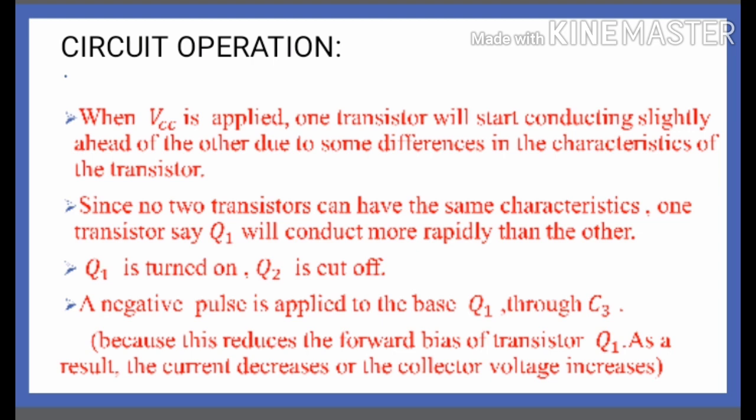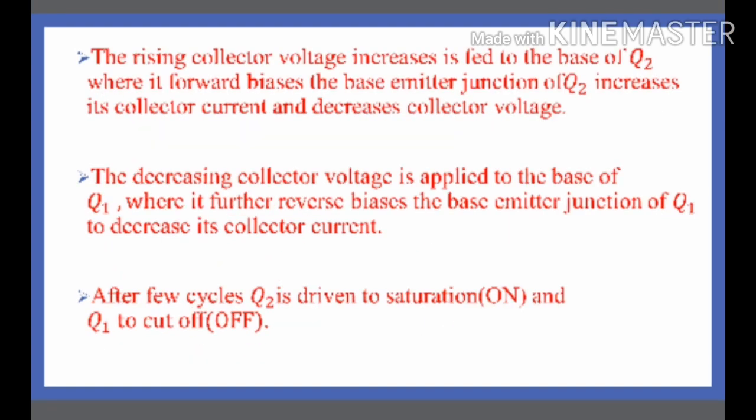there we have forward bias. So this forward bias of transistor Q1 reduces its saturated state. At that time the resultant current decreases and the collector voltage increases. The collector voltage is fed to the base of Q2.